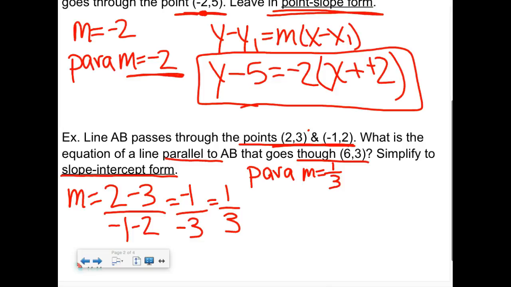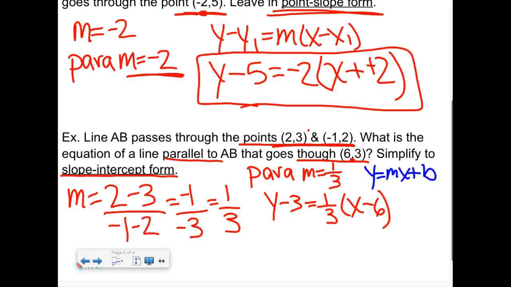So now I have a slope, I have a point, so that means I'm going to plug it into point-slope form. So I have y minus 3 equals 1/3, and I have x minus 6. And now what they're telling us is we have to put it into slope-intercept form, and a reminder that is our y equals mx plus b. So now I have to make this equation look like our y equals mx plus b.